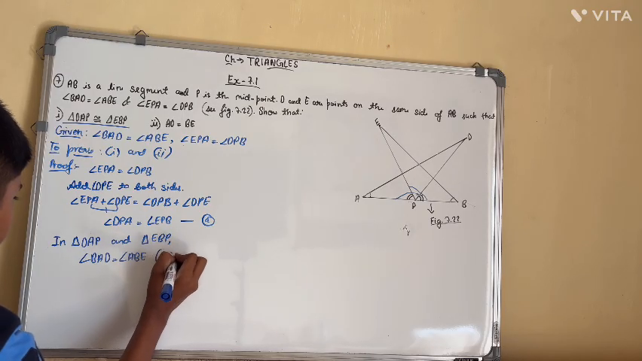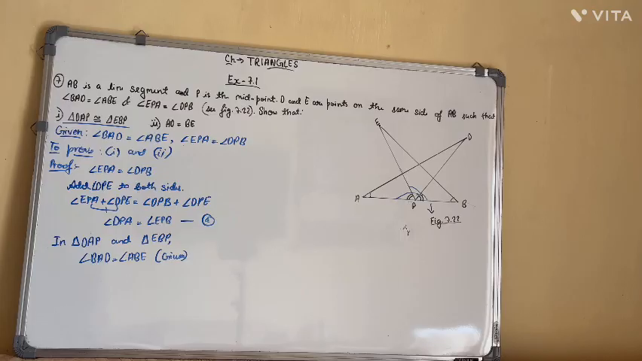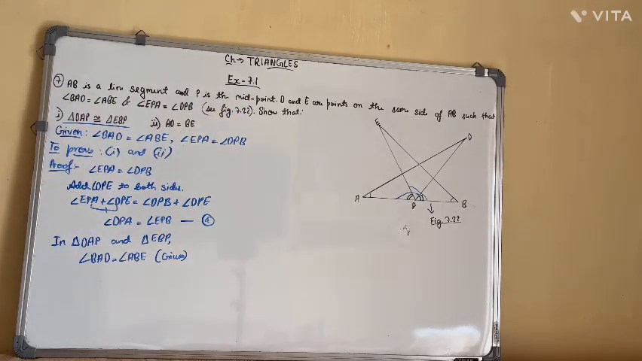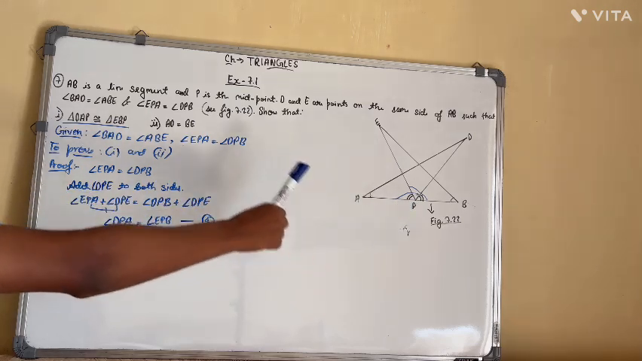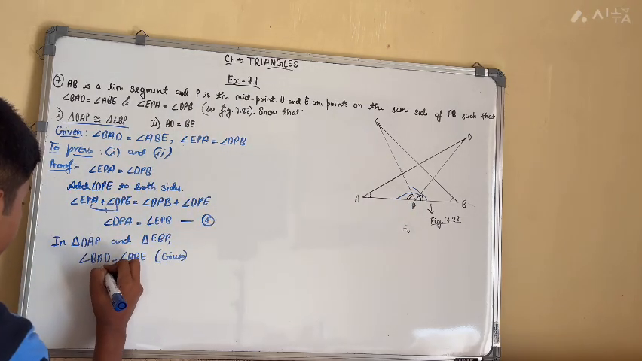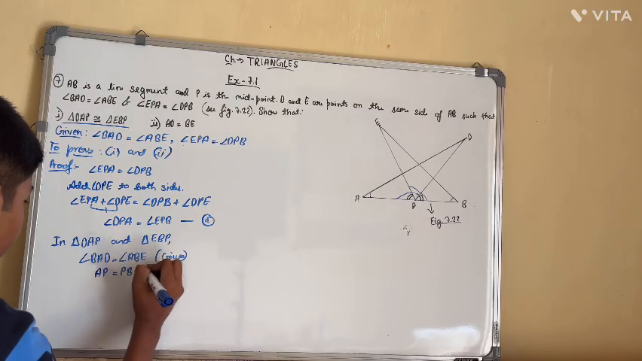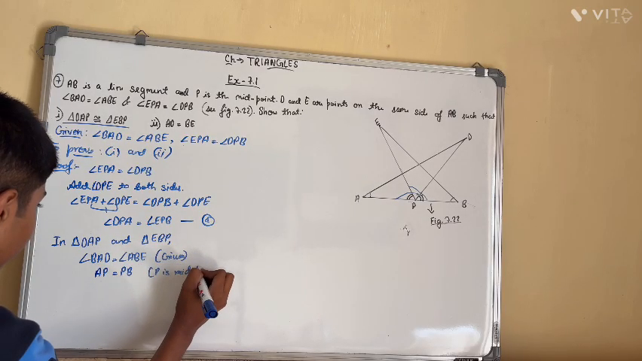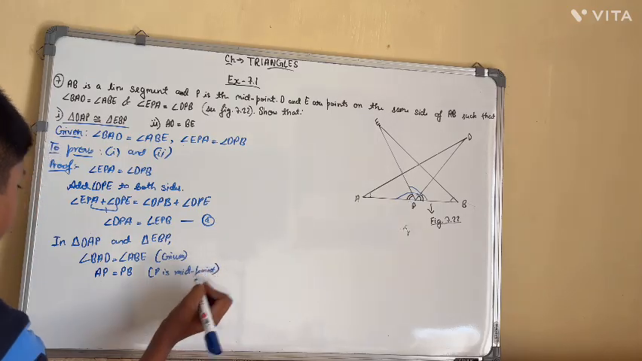Okay, it is given in the question. Then we know that AB is the line segment and P is the midpoint. So P is the midpoint, so midpoint divides it into two equal parts. So we can write AP is equal to PB. P is the midpoint. We have to write the reason also.